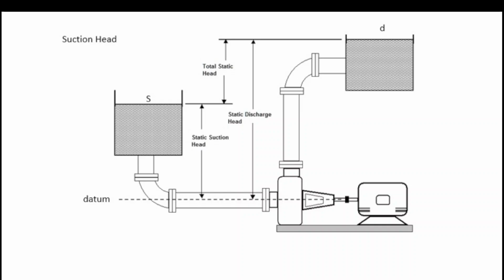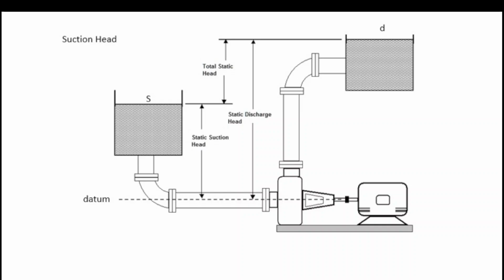So, let's begin with this diagram. As you can see, this is a simple pumping system. On the left side is the suction tank, which contains the liquid to be pumped. At the bottom is the pump, driven by an electric motor. The pump draws liquid from the suction tank through the suction pipe and delivers it through the discharge pipe. On the right side is the discharge tank, where the liquid is finally delivered. The horizontal dashed line passing through the center of the pump is called the datum or pump center line. It serves as the reference level from which all vertical heights are measured.